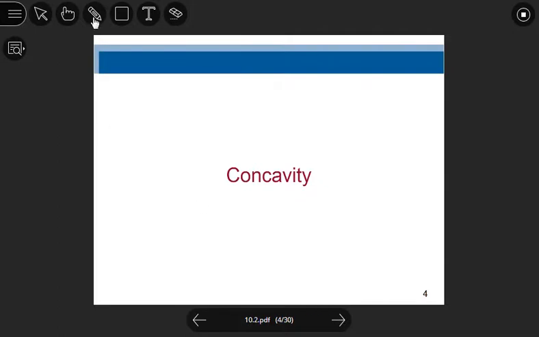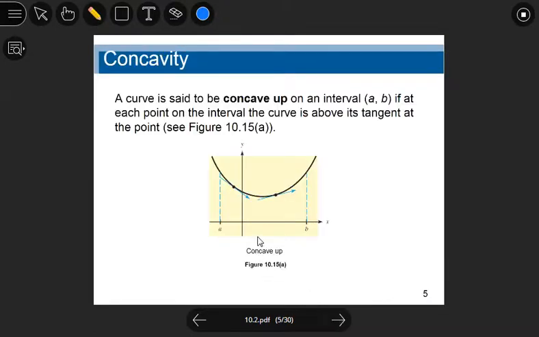First, I am going to discuss concavity. So now I think if I use some diagram, it will be helpful to understand the idea. So this is the diagram. So look at the definition of concavity. A curve is said to be concave up on an interval AB. So this is the interval AB. This is our curve.